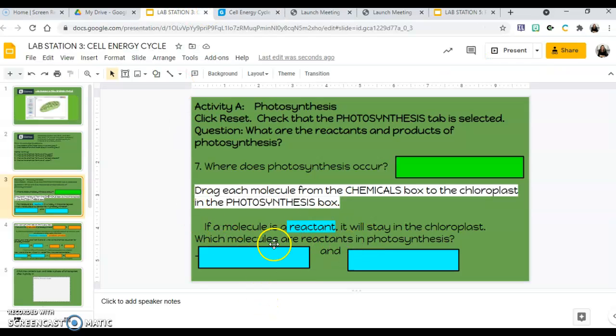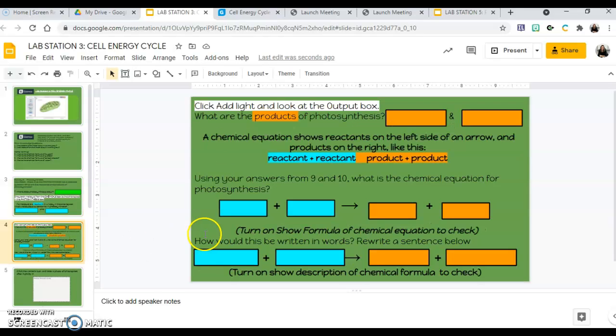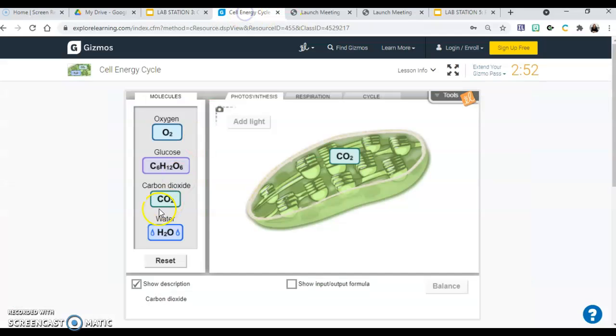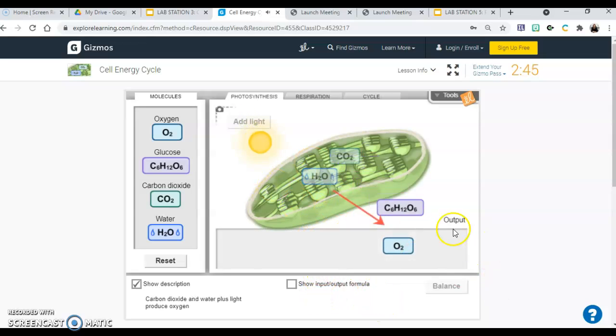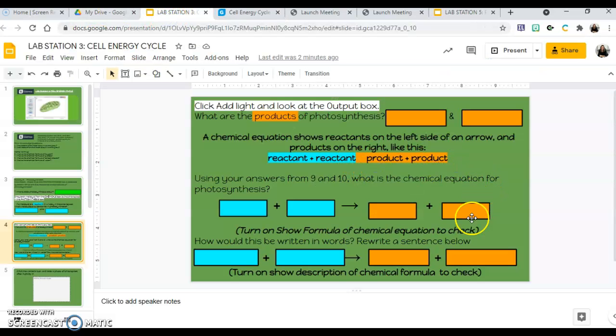These are called reactants. So you're going to figure out which reactants are for the photosynthesis. Then you're going to look for the products. So the products are the outputs, right? If I put my inputs, I'm going to see outputs after I add light. See, it says outputs, right? Some arrows there, and it shows the outputs. Those are my products. So in orange, I have my products. My blue, I have my reactants.